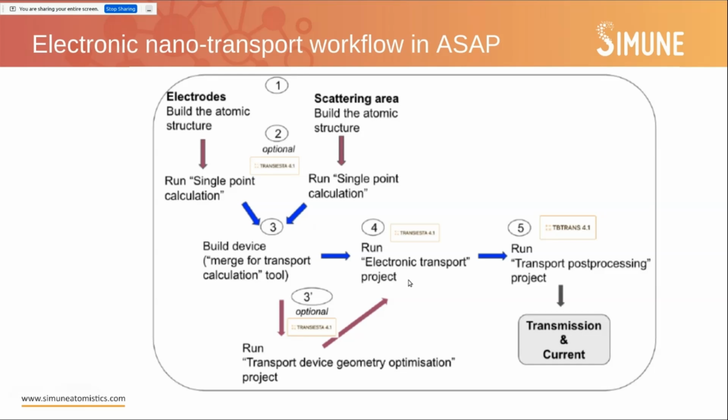So when we run the electronic transport project, as an output, we get the Hamiltonian and density matrix and the voltage applied. And then we use this data in a transport post-processing project using TBtrans to compute finally the current-voltage characteristic, transmission, and other properties that we are interested in. There is also the possibility of optimizing the device geometry using the transport device geometry optimization project.